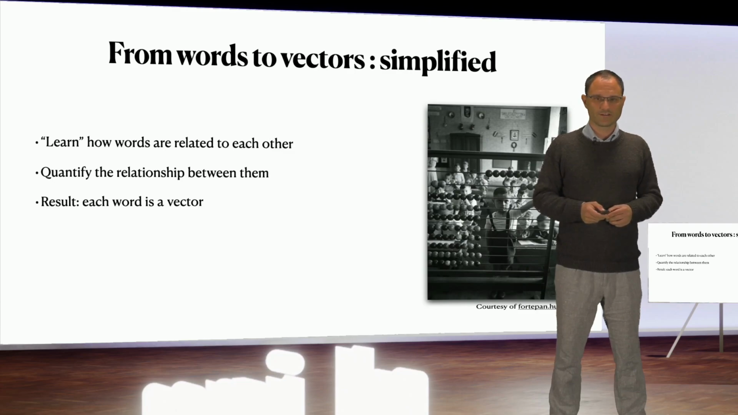Second, we quantify the relationship between words. In the toy example, we just counted how many times a word co-occurs with another word. In reality, we use more complicated metrics. The result is that for each word, we have a vector representing the meaning of that word. Again, meaning is defined through the words that surround a given word. This is encoded into the word vector.